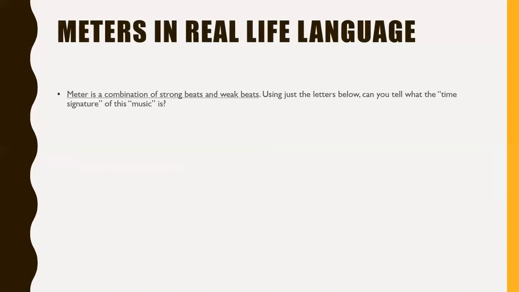So in real life language, when we say it's a combination of strong beats and weak beats, you can tell just by my little shorthand below what the time signature of this music is. So we look at this, there's our strong beat and our weak beats. We've organized them into patterns. So this key time signature would be 4/4.